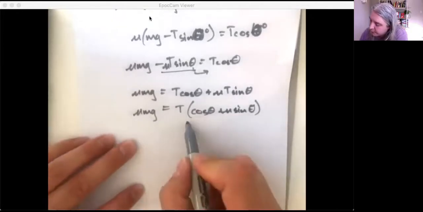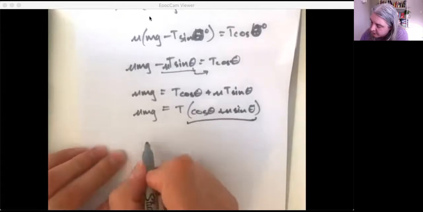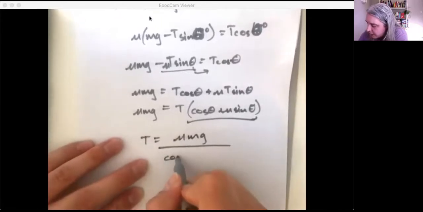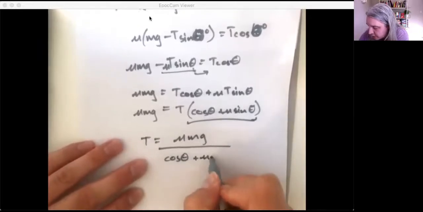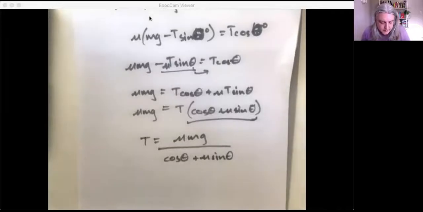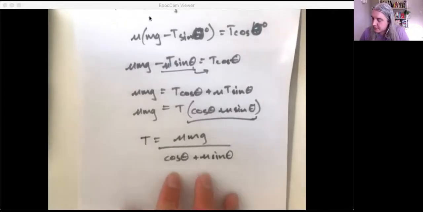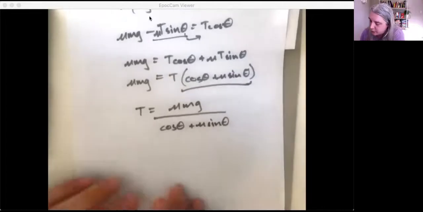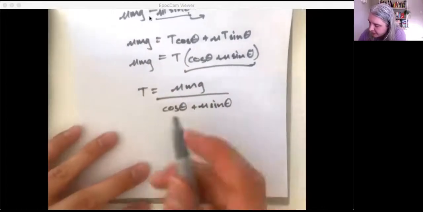Then we can divide by this whole bracket on both sides. So we get that tension is equal to mu mg divided by cosine of theta plus mu sine of theta. And that is our whole answer in terms of the variables. The values that we're given, we can now put in and calculate an answer.